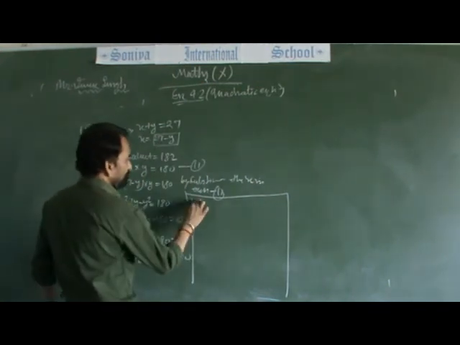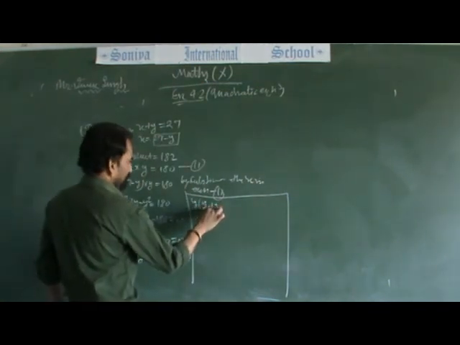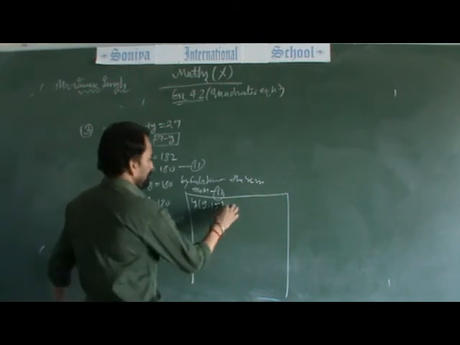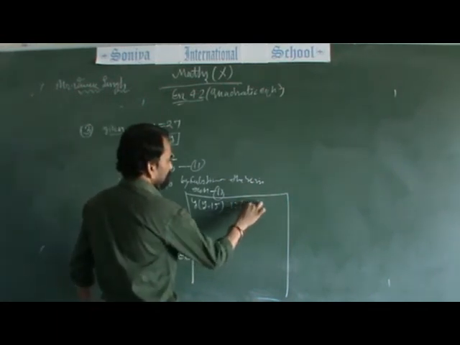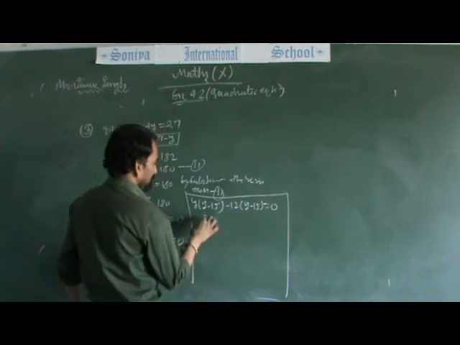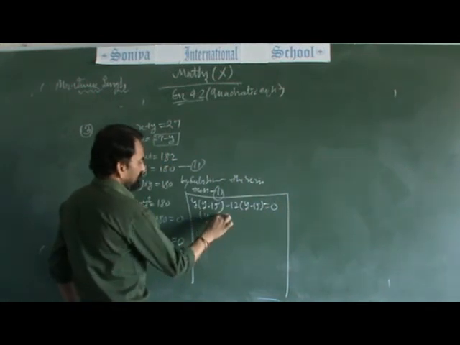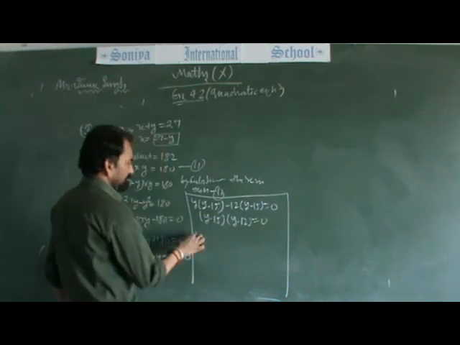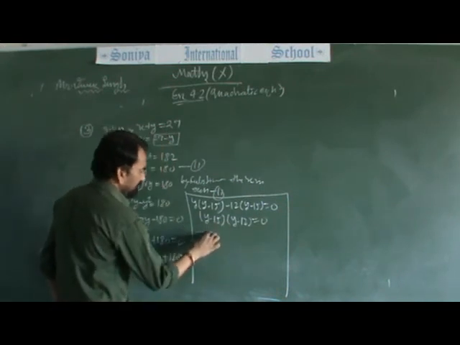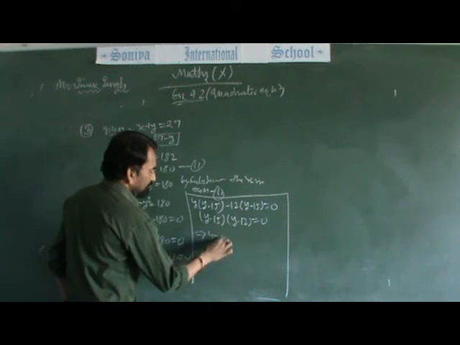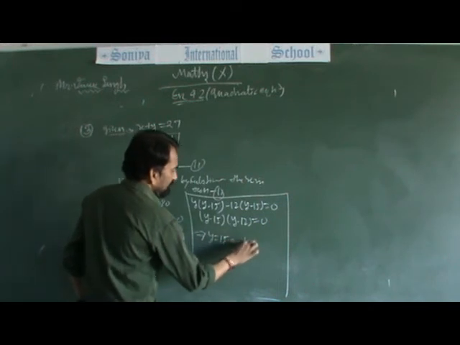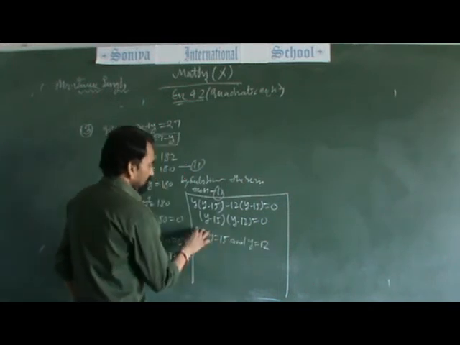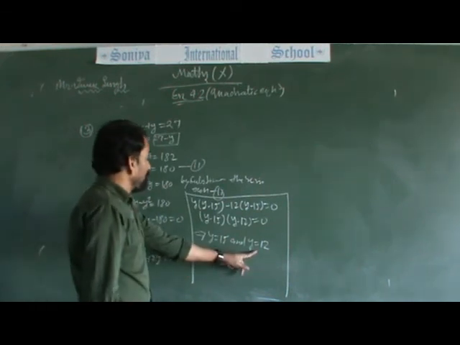Y is common. Y minus 15 minus 12 is common. Y minus 15, the whole bracket y minus 15 is common. In another bracket, y minus 12 equals 0. On solving this you will get y equals 15 and y equals 12. But both the values are of y.